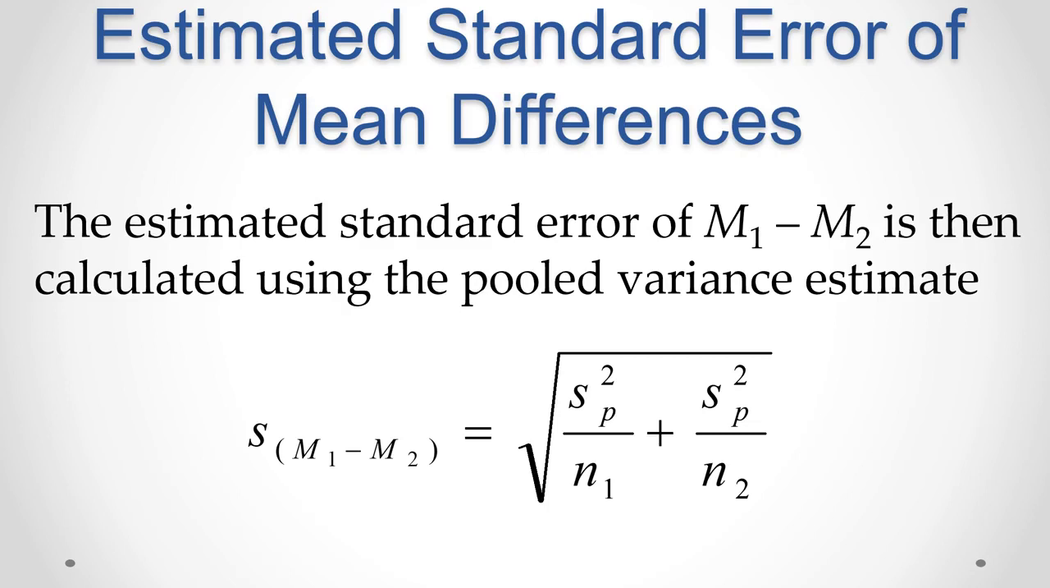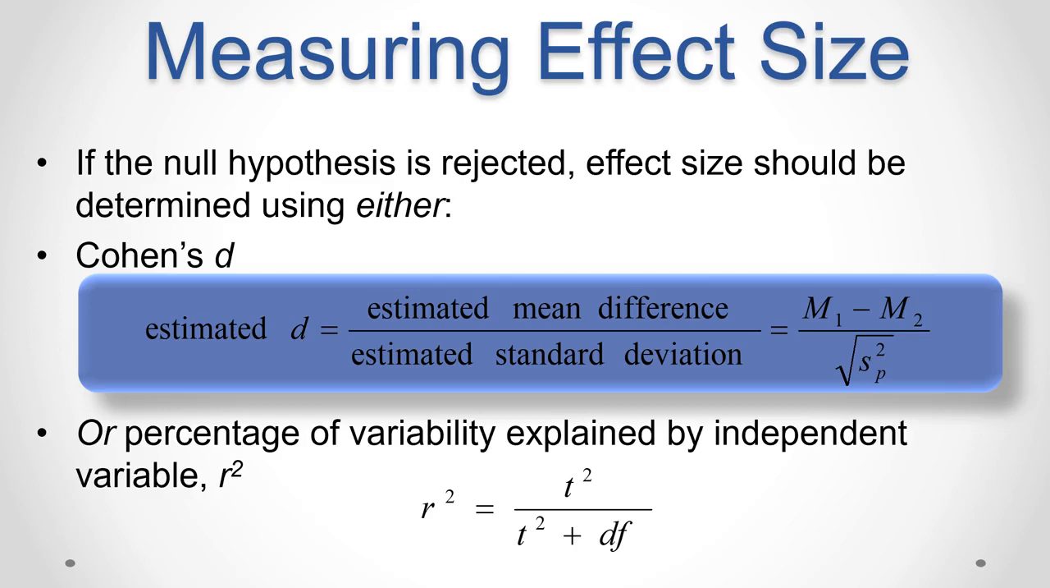Step 4, make a decision. To decide whether to reject or fail to reject the null hypothesis, we compare the obtained or calculated t-statistic to the t-critical value. If we reject the null hypothesis, we must provide a measure of effect size. Effect size for independent samples t is measured in the same way that we measured effect size for one sample t in Chapter 9. Specifically, you can calculate an estimate of Cohen's d, or you can calculate r squared to get the percentage of variability explained by the independent variable or by the treatment effect.